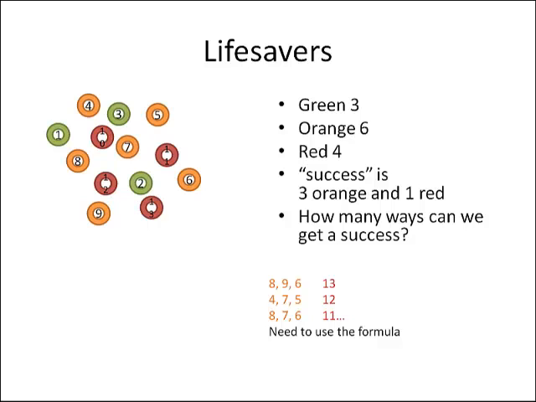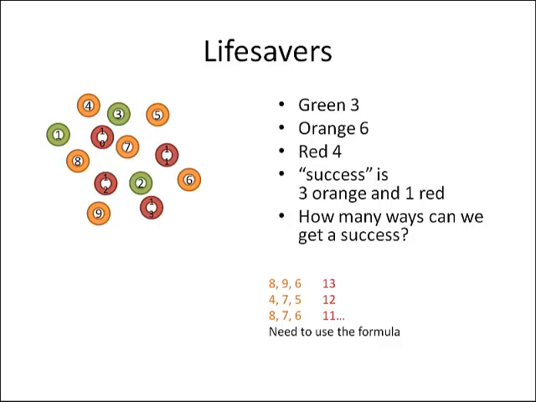Okay, so we selected the oranges first, and then we tried to get the red, and we do need to use the formula because, like I said, I'm not going to sit here and figure them all out. So how do we actually use that formula when what we really care about is how many ways can we get 3 oranges and how many ways can we get 1 red. Now, what you'll notice is these 2 things are independent. Whether I pull out the 13 with the 8 and the 9 and the 6, it doesn't really matter. I could also get the 12 and it would still be a success.